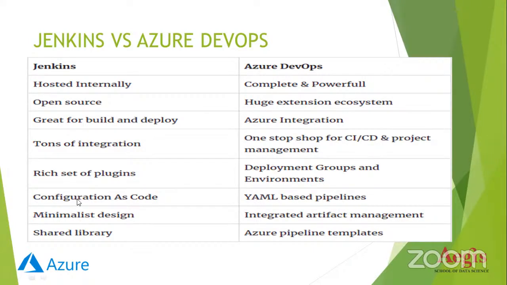So we can configure our pipeline as configuration code. A similar thing we can achieve using YAML based code. In Jenkins, it's a minimal design. In Azure DevOps, it's an integrated artifacts management. In Jenkins, the libraries are shared, and in Azure Pipelines, fully developed templates are available.